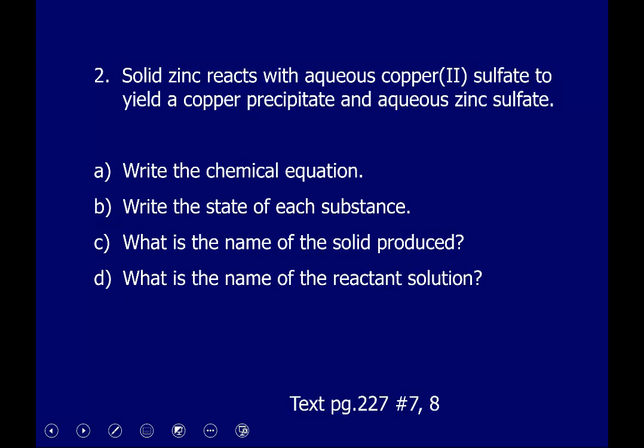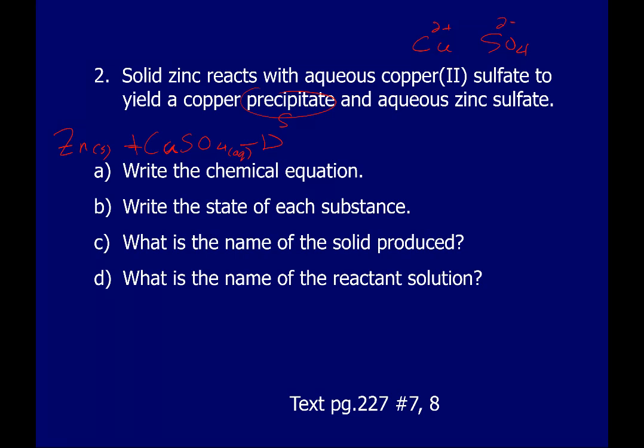One more here. Solid zinc reacts with aqueous copper 2 sulfate to yield a copper precipitate and aqueous zinc sulfate. Precipitate means it's a solid. So let's write the chemical equation. Solid zinc, so let's go Zn, put an s for solid, reacts with copper 2 sulfate. Copper 2 sulfate is copper with a 2 plus, and SO4 sulfate has a 2 minus charge. When you crisscross them and then reduce it, it's CuSO4, and that's aqueous. It says so right in the words.